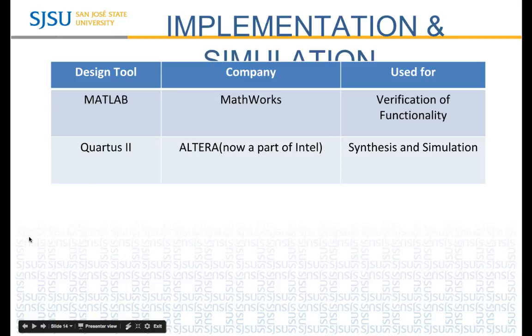Now, after having the theory discussion regarding the FIR filter, let's move to the implementation and simulation of the filter. Basically, we have used two design tools. One is MATLAB, and the second is the Quartus tool. Hence, we will obtain the graphs that will show us the convergence of the error signal, and hence prove the efficiency of the LMS adaptive filter.